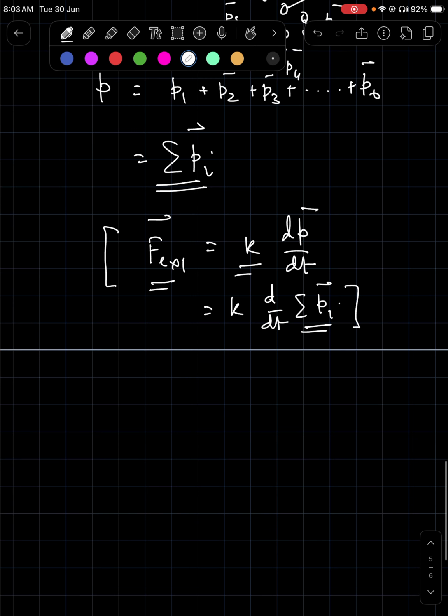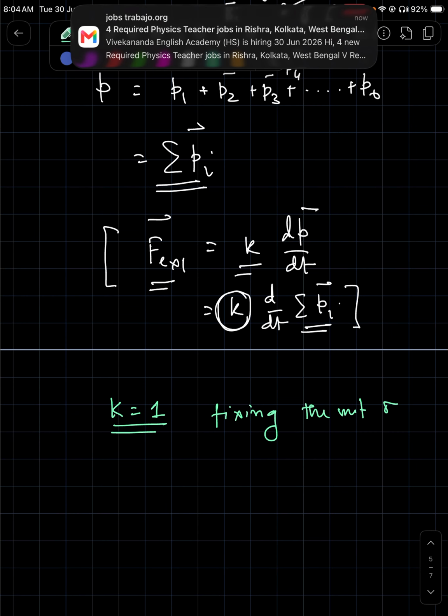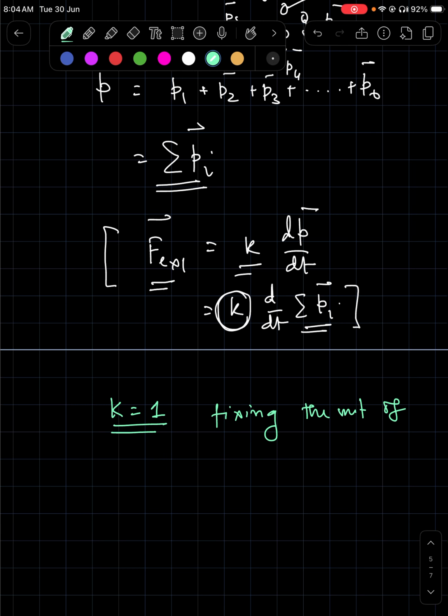Okay. One more thing: we generally remove the K, in the sense that we generally fix the value of K. It is our claim that K is 1. We make K equal to 1, fixing the unit of Newton's law. Sorry, fixing the unit of the external force.